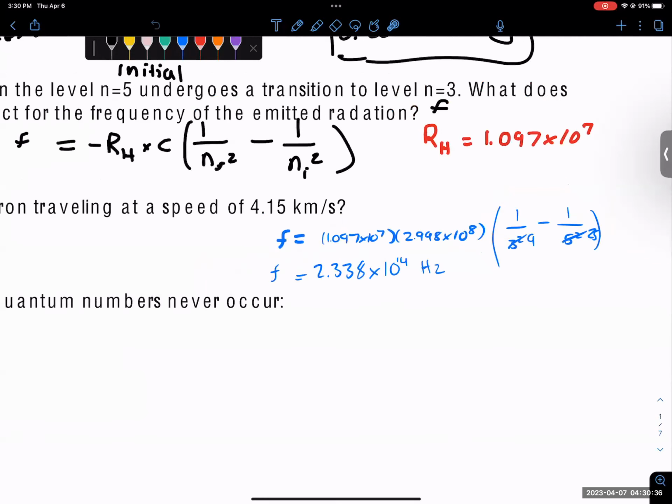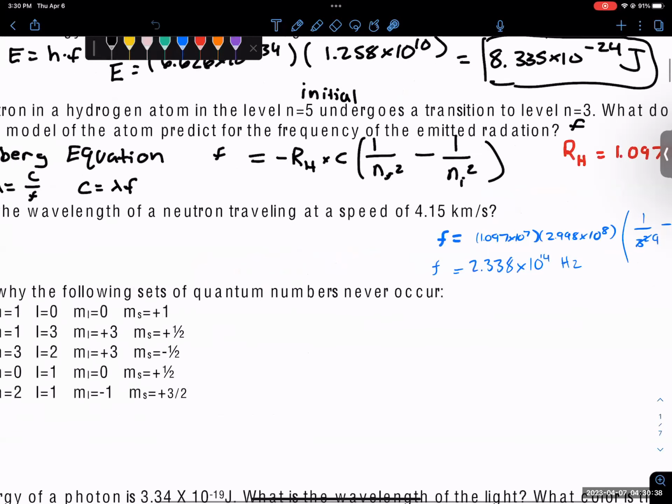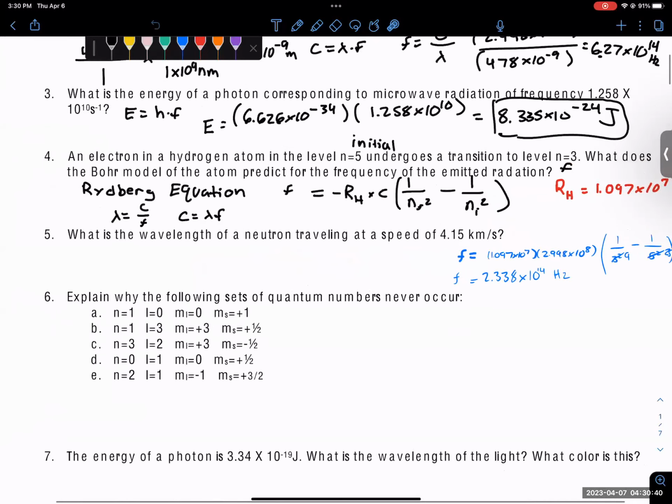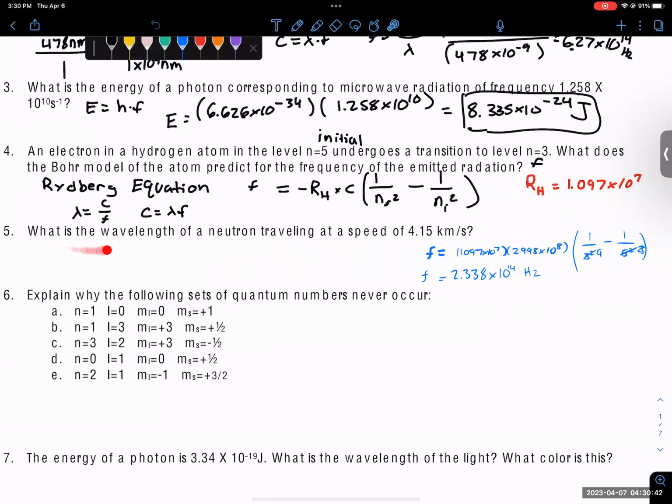Are there any other questions? We're on question 4. I know we kind of went into question 5 territory, but are there any questions with this part? Again, you could have totally just kept it as 1 over lambda equals RH times (1 over n final squared minus 1 over n initial squared). But if you like math more, you could have done it the way that Dylan just showed. But it's really up to y'all. Doesn't really matter.